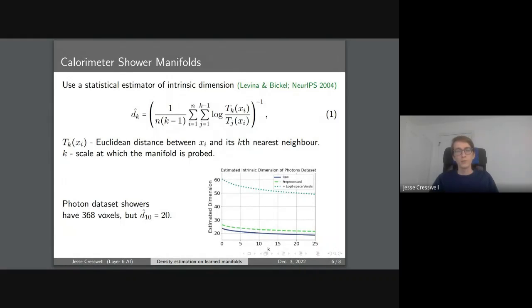As a proof of concept, we use this approach on a data set of photon showers. And that data set comes with a 368-dimensional representation of the data. To understand the intrinsic dimension of the data set, we used a statistical estimator, shown here on the slide, which can be applied directly on the data set. And it shows that the data has an intrinsic dimension of 20, not 368.